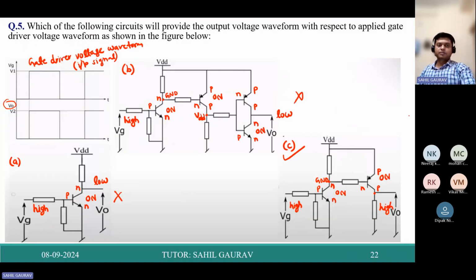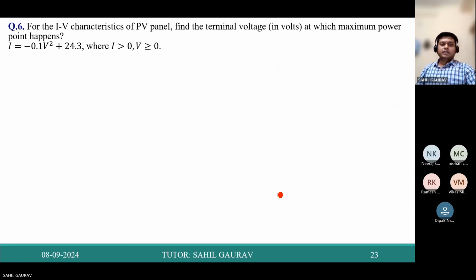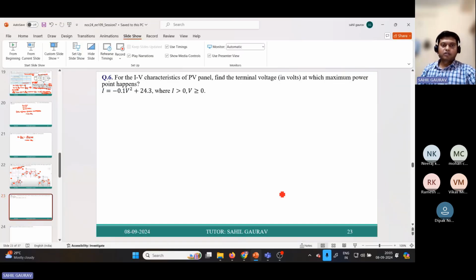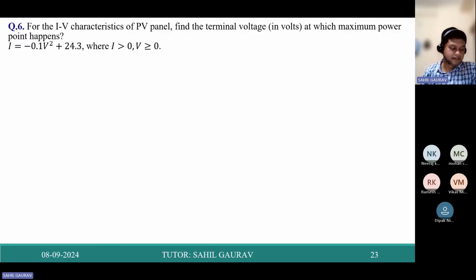Now coming to the next problem. I hope you all try this problem. This is very easy, and if you have gone through this power slope method, then you are easily able to solve this problem. For the IV characteristics of the PV panel, find the terminal voltage in volts at which maximum power point happens. This IV characteristic of the PV panel is given. You have to find the terminal voltage at which maximum power point happens. You have to use the characteristics of the PV curve.